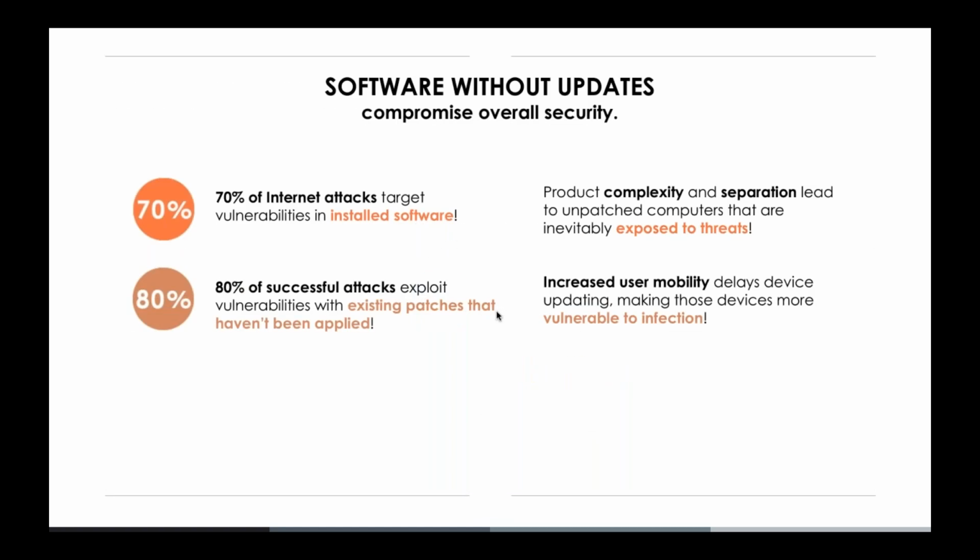So, what leads to some of this? Well, to summarize it, software without updates compromises your overall security. If we look at some statistics here, 70% of internet attacks target vulnerabilities in installed software, and why not? 80% of successful attacks exploit vulnerabilities with existing patches that just haven't been applied. That one's a little bit staggering for me. It tells me that there's so much more that we could be doing to cut down our exposure.